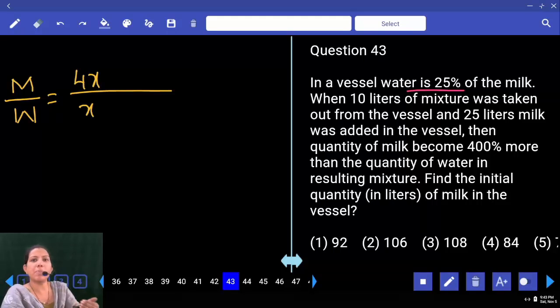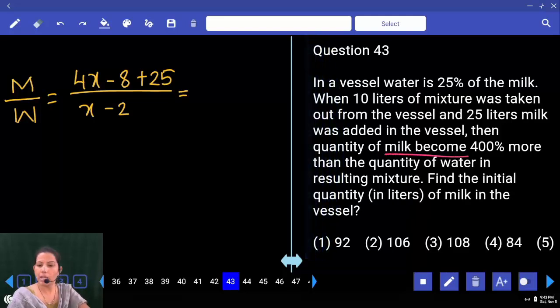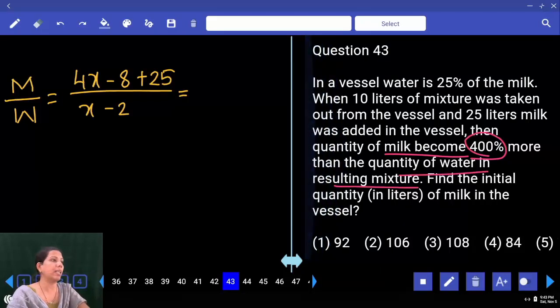How many liters of the mixture was taken out? 10 liters of mixture was taken out from the vessel and 25 liters of milk was added in the vessel. In that 10 liters, milk and water are again in the ratio 4:1. So 8 liters of milk and 2 liters of water were taken out, and again 25 liters of pure milk was added. Then the quantity of milk becomes 400% more than the quantity of water in the resulting mixture.